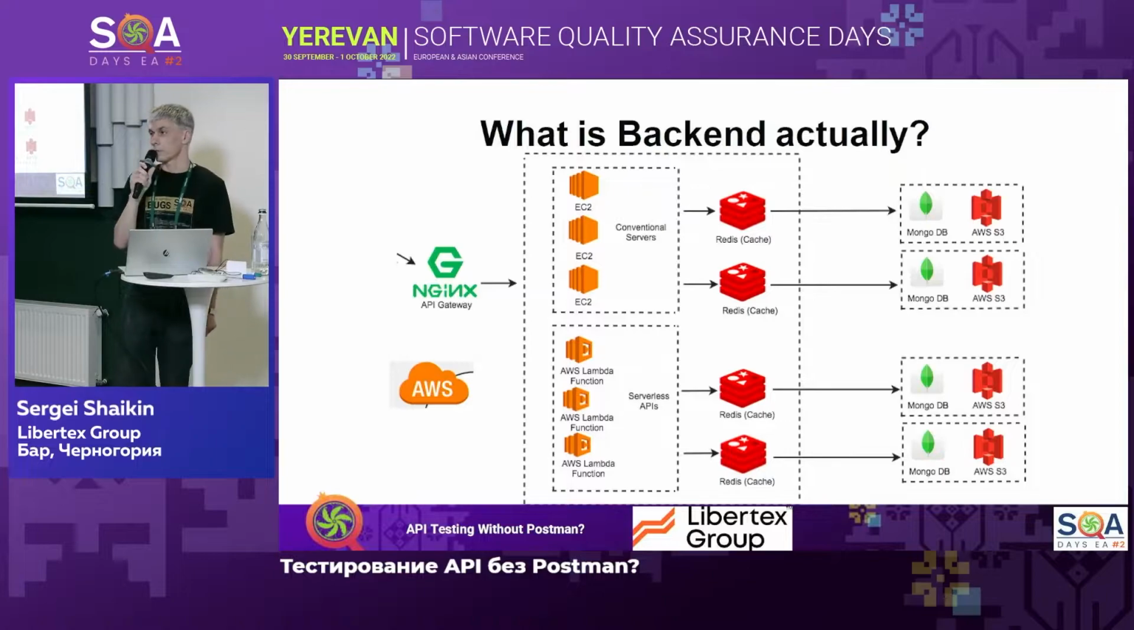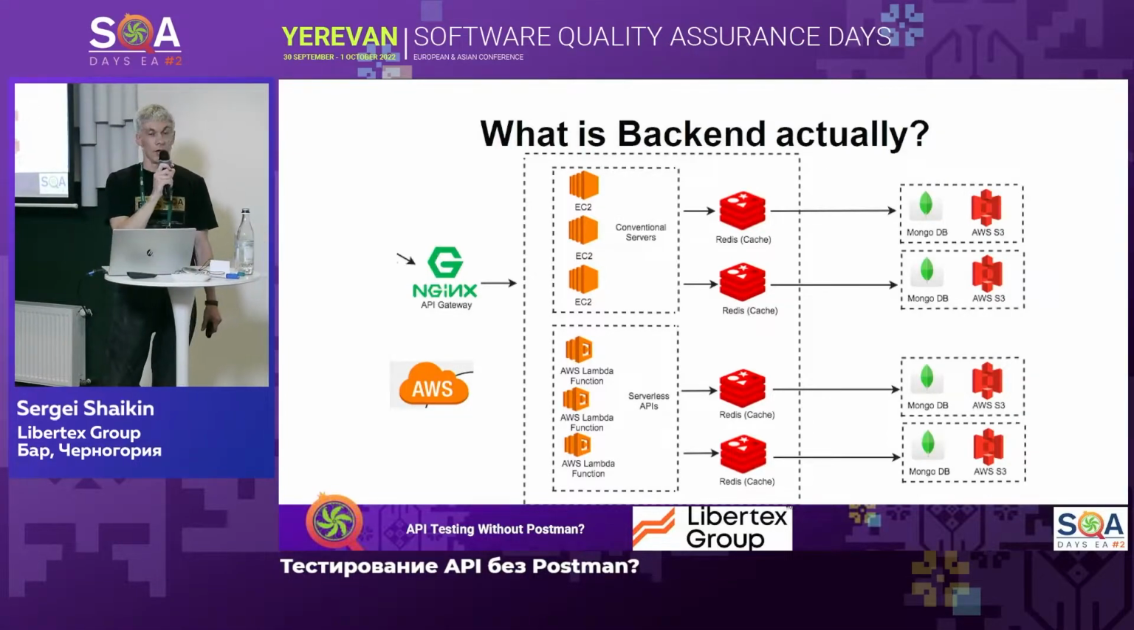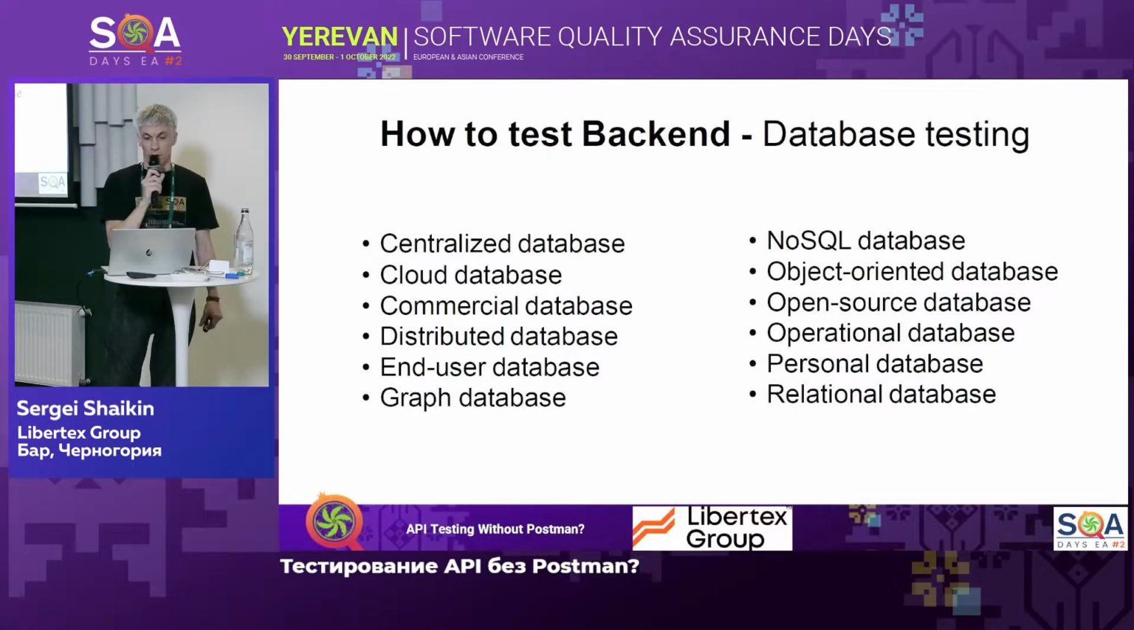And what about backend? What does it mean? A backend is a lot of services which are connected through Redis to databases, and a lot of API gateways and some services in the cloud, AWS, and so on. And we need to test backend, actually. How to test backend?